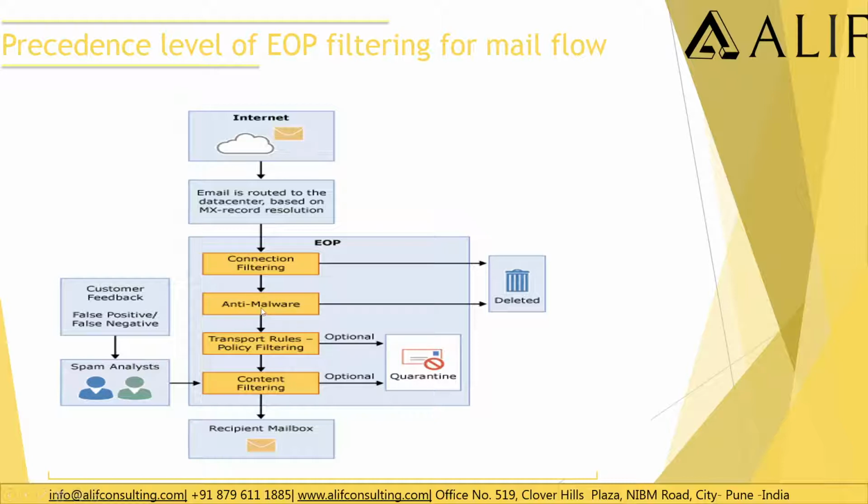Even the highest global administrator or the Exchange administrator would not have any control on these two layers. As I've told you, this is hard-coded and you cannot change this architecture. So connection filtering and anti-malware are the ones. If there is any malware, that email is automatically sent to deleted items.